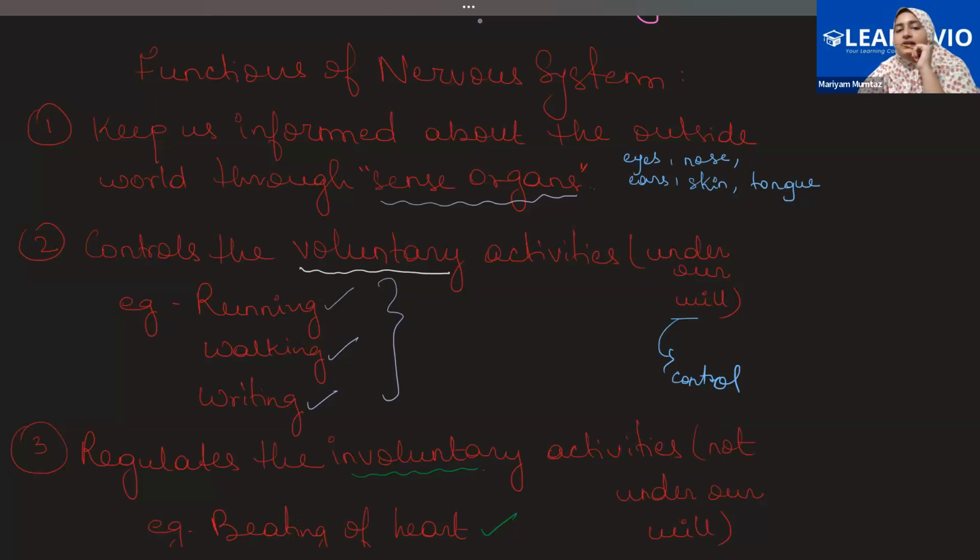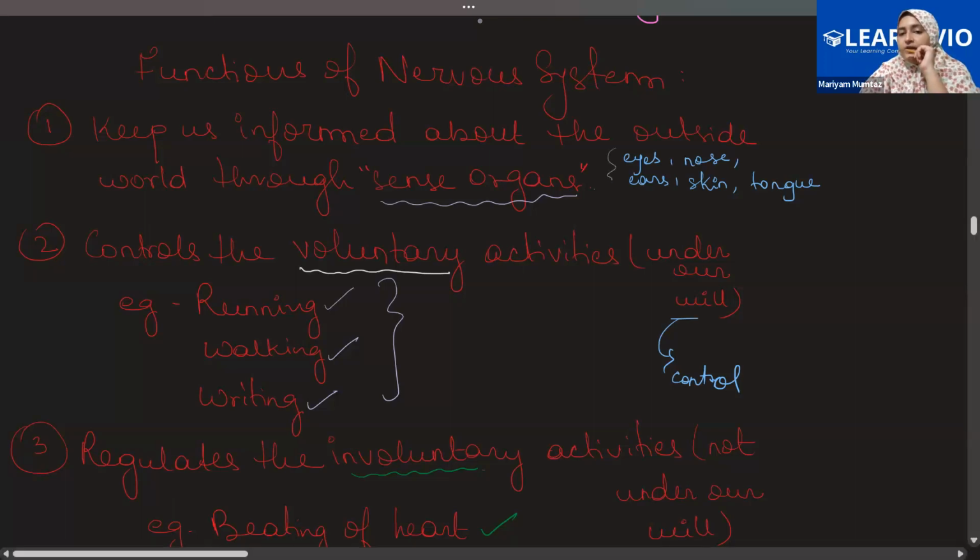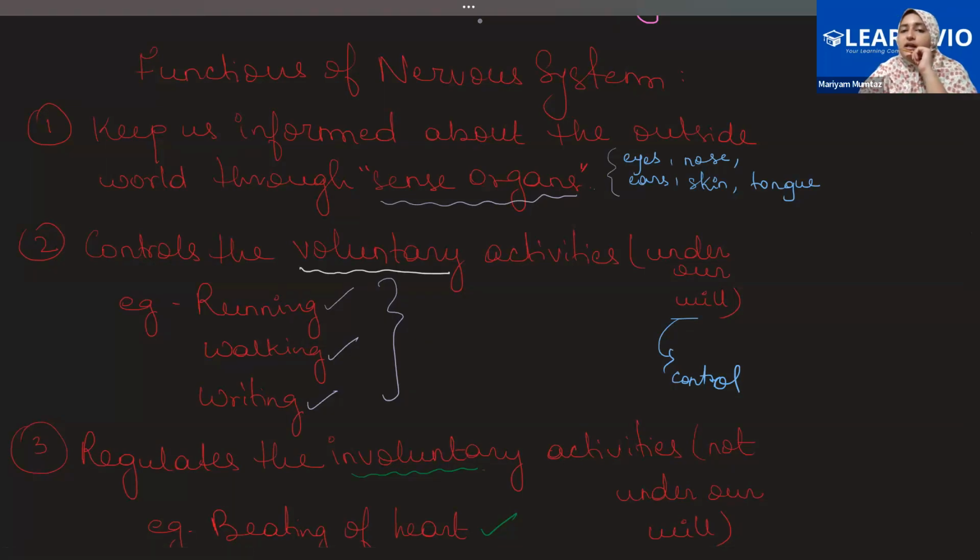Now, how does the nervous system keep us informed about the outside world or the environment around us? With the help of sense organs. So in totality, how many sense organs do we have? Five sense organs. We have the eyes, nose, ears, skin, and tongue. All of these sense organs we use to be informed about the outside world, and they are very closely connected with the nervous system.